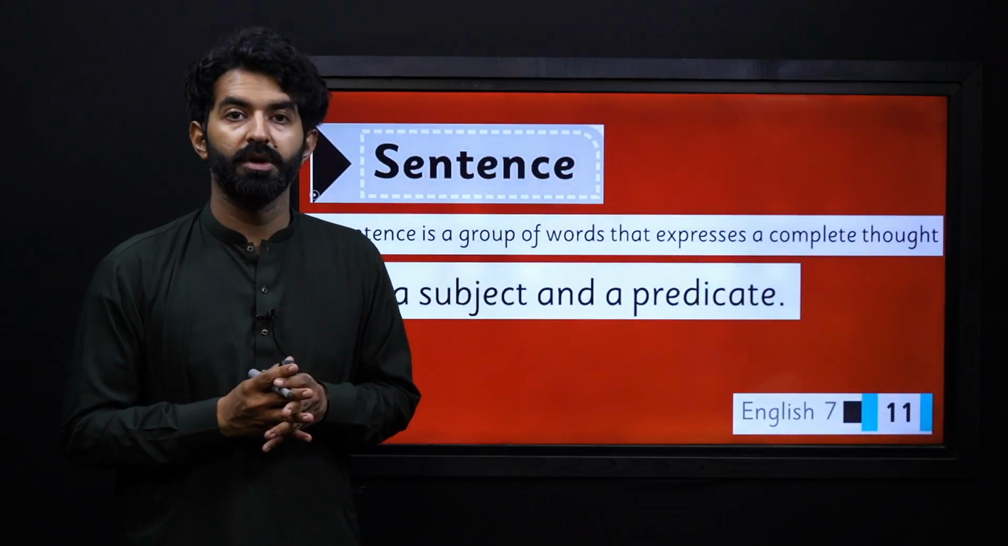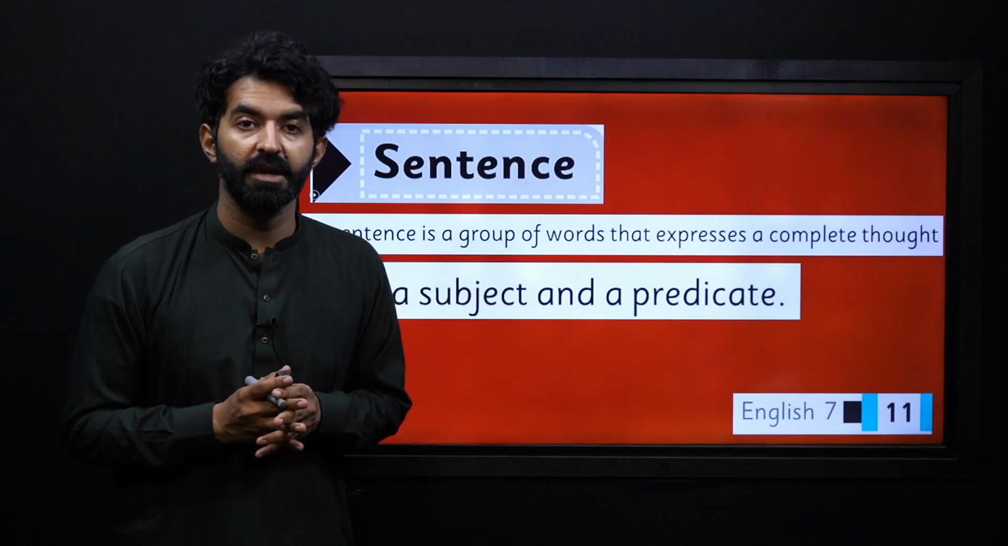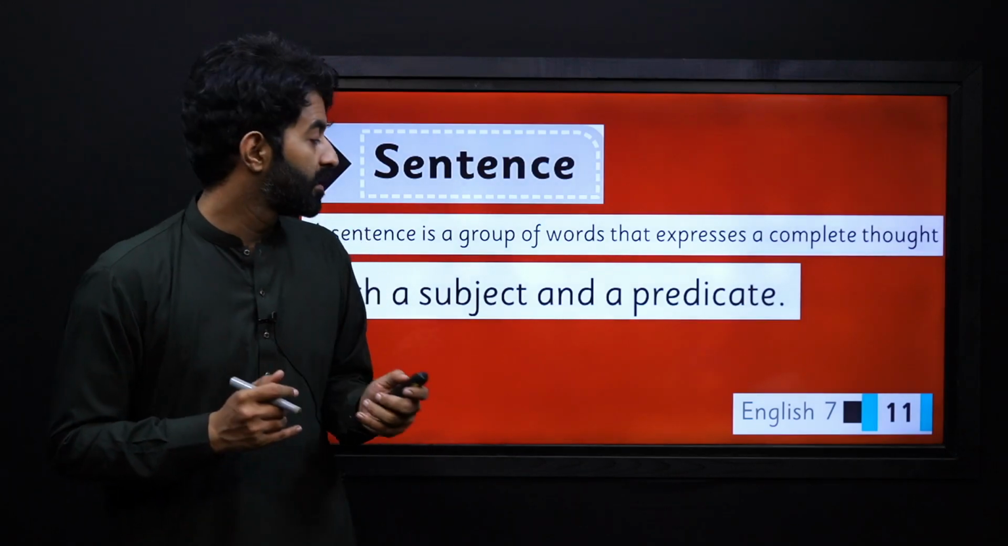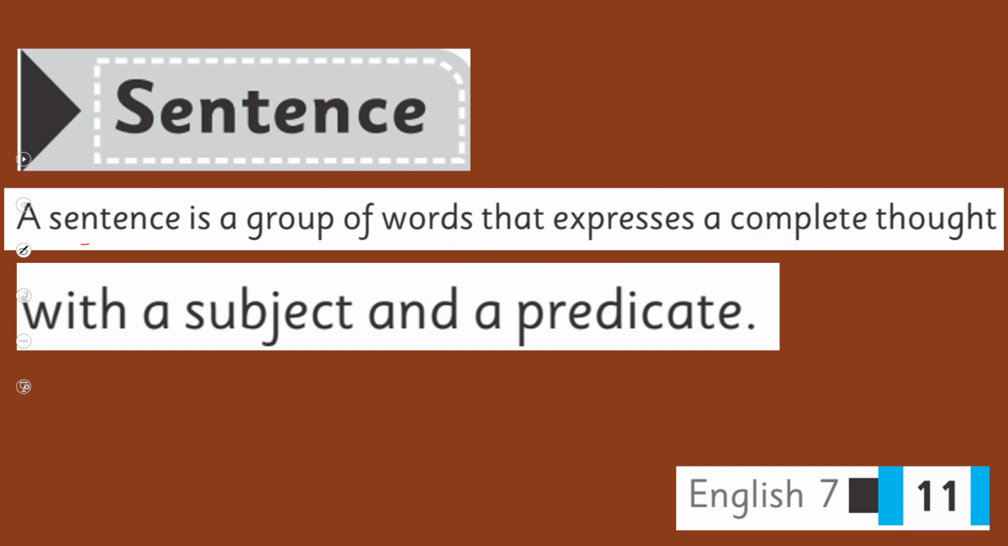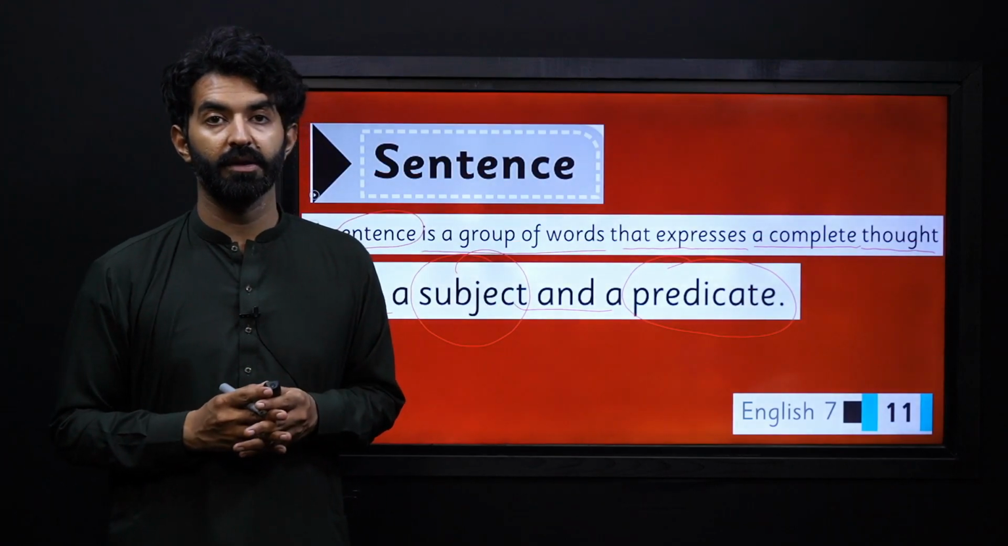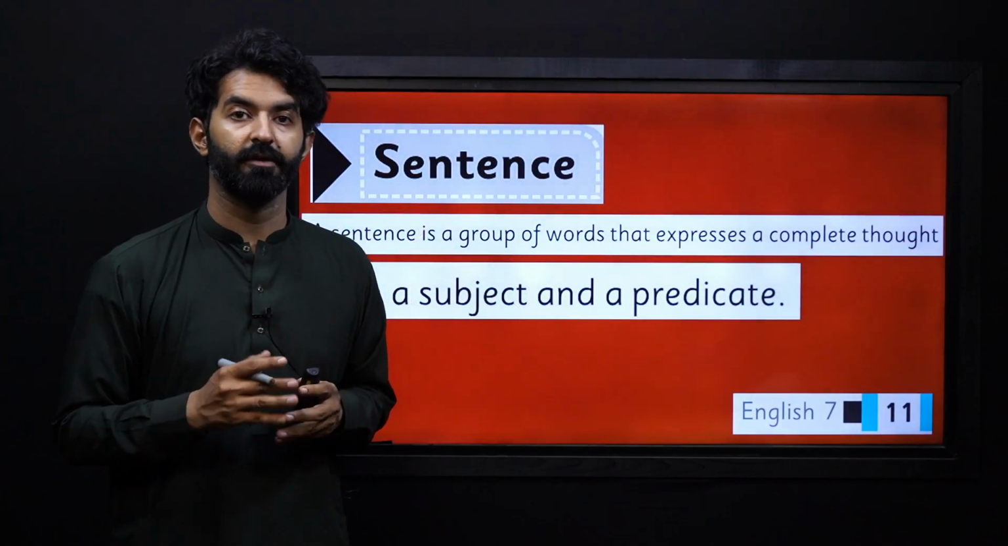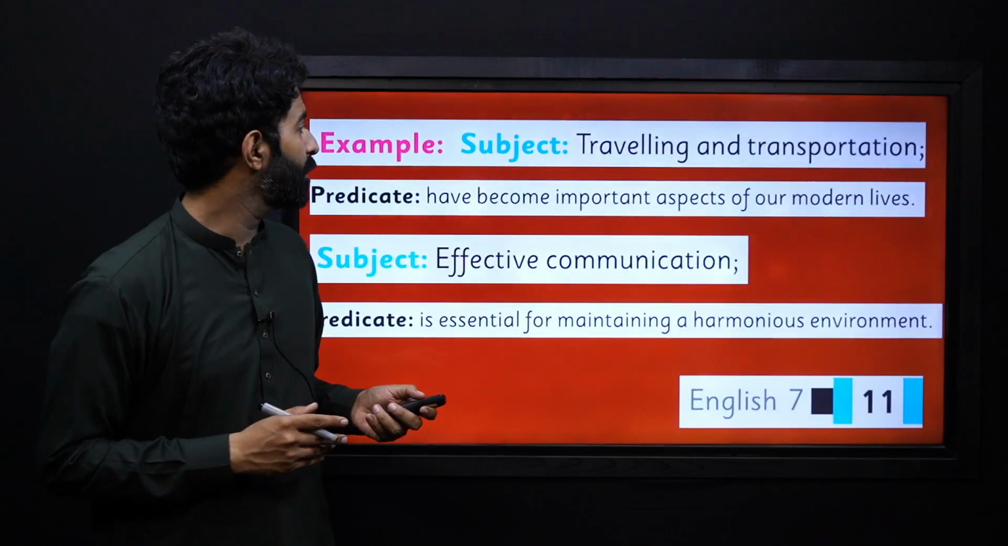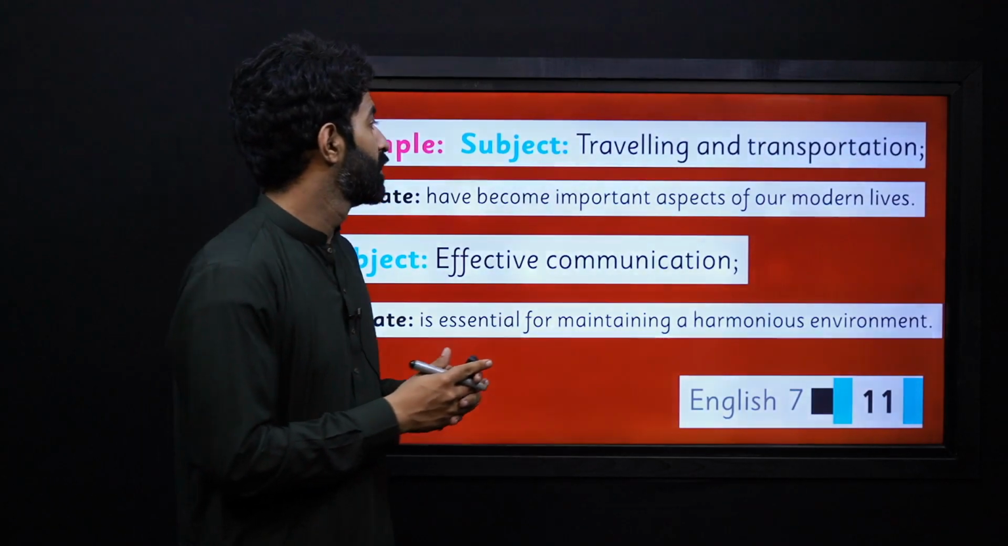Let's talk about sentence after seeing phrases and clauses. Now, a sentence, you're familiar with it, is a group of words that expresses a complete thought with a subject and a predicate. So, when we talk about a sentence, we need a subject and a predicate to call it a sentence.